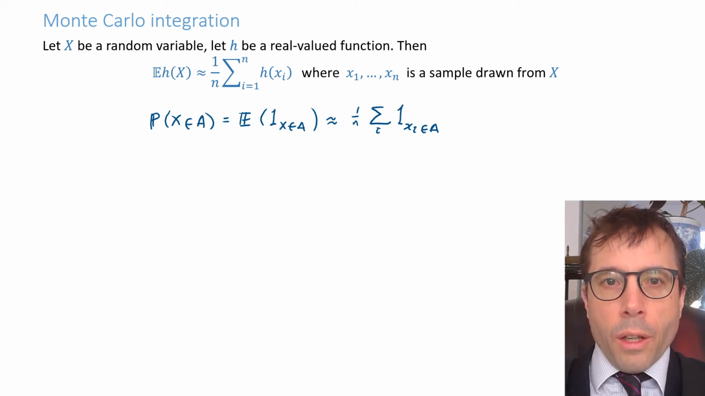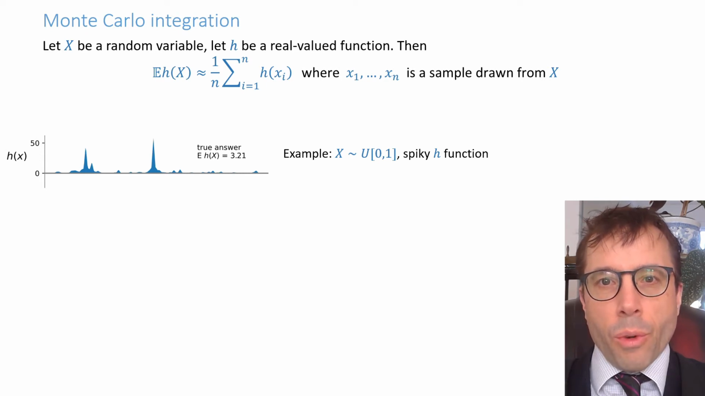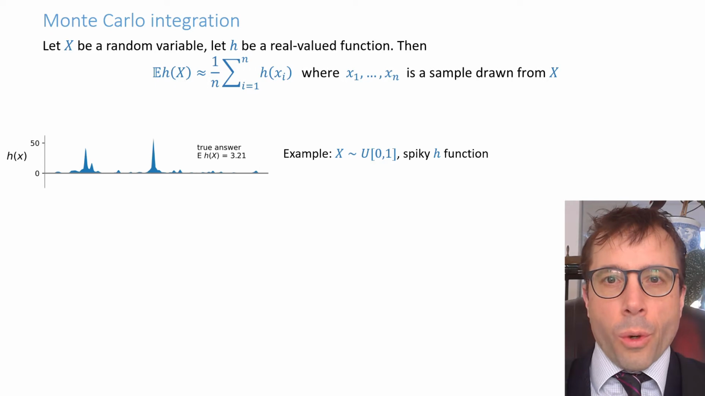But Monte Carlo isn't just for probabilities. It applies to any real valued function at all. Here's an example. I've picked a spiky h function, and I've chosen a uniform distribution for x, uniform over the axis you can see here. The true expected value of h of x is 3.21, which I got through an exhaustive integration of this function.